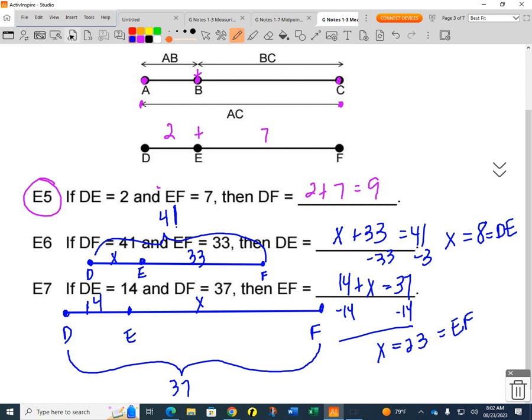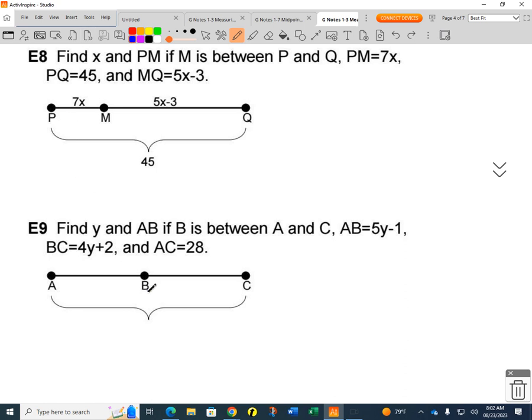So now we're going to use these with some equations. So, if we define X and PM, I have to have an answer, I have to know what X is, and I have to know what PM is.